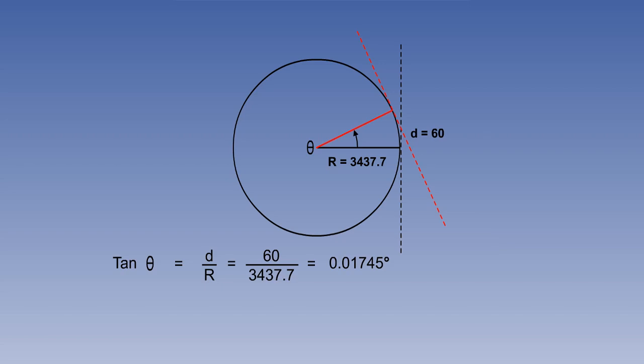Knowing the distance d and the Earth's radius, we can work out the angle theta, which is the amount of change of horizon. It would be tangent of theta equals d over r. If you do the sums, it comes to exactly 1 degree. This is what you would expect from a change of 60 nautical miles directly northwards.